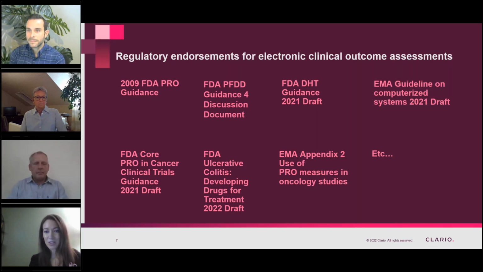indication specific, like the ulcerative colitis one you see there, oncology, Crohn's disease. They actually specifically highlight the usefulness of an electronic data capture to really make sure that you're collecting high quality data. So there's lots, we could spend the whole hour just on regulations, but I'll leave it at that for now.